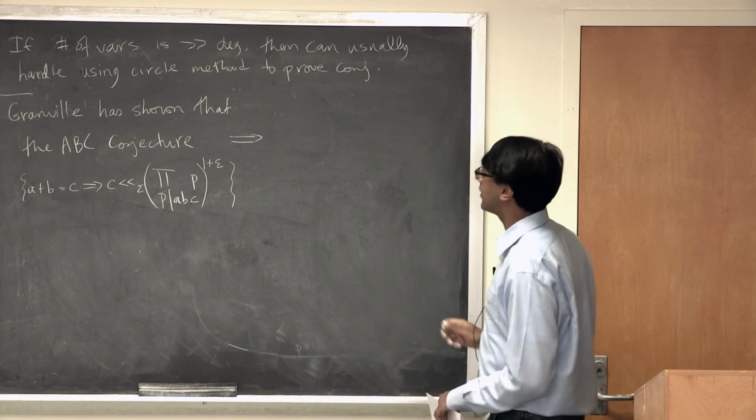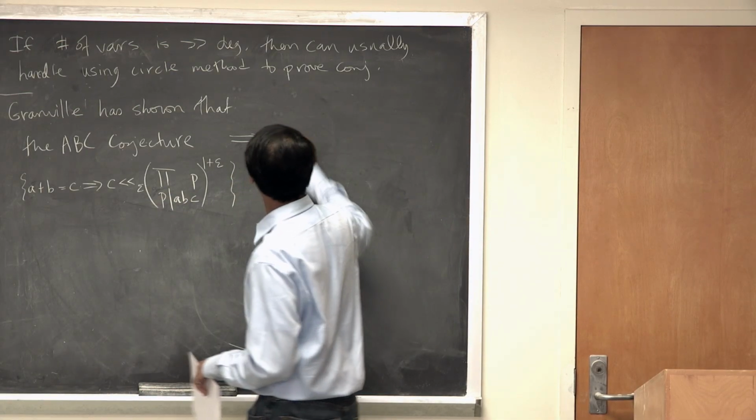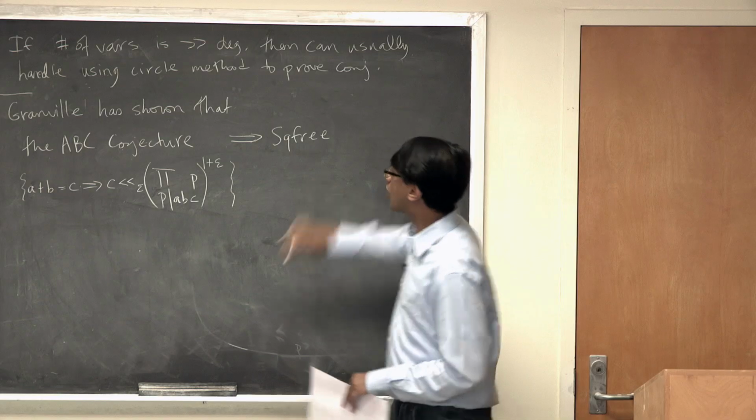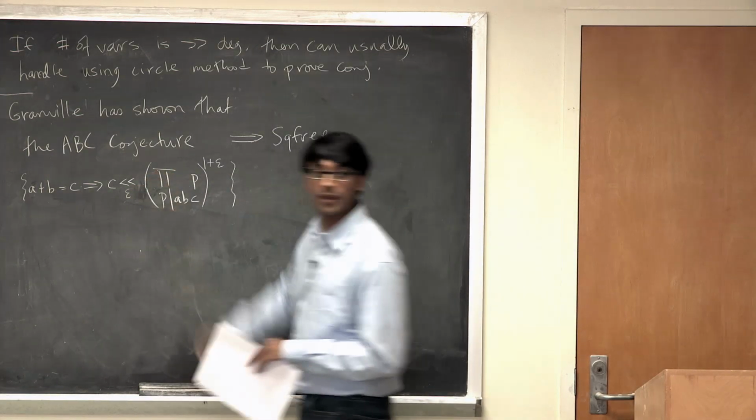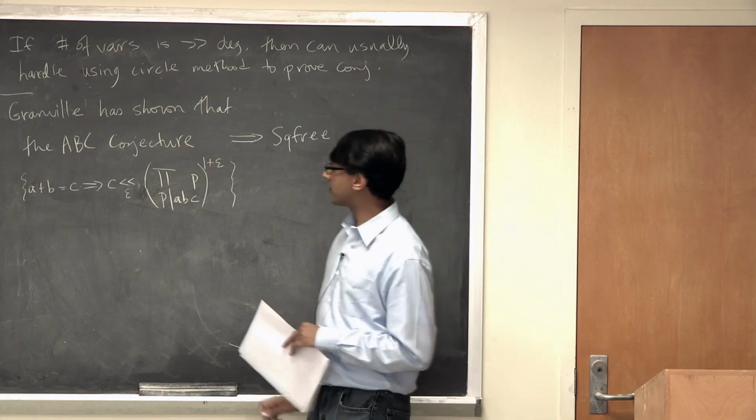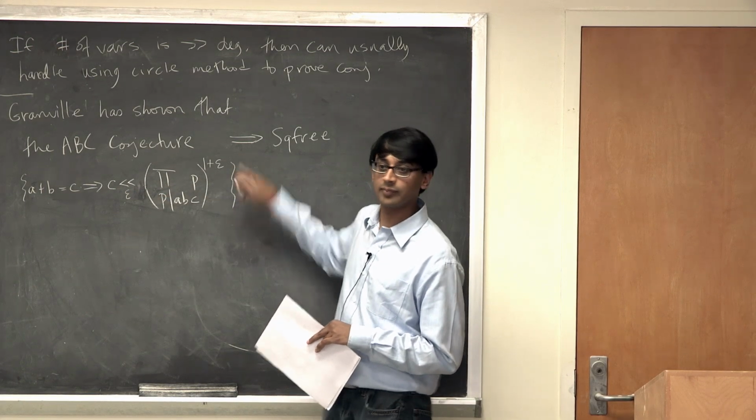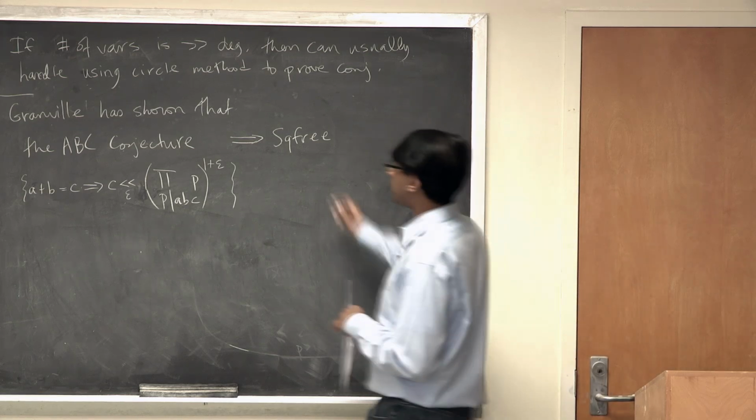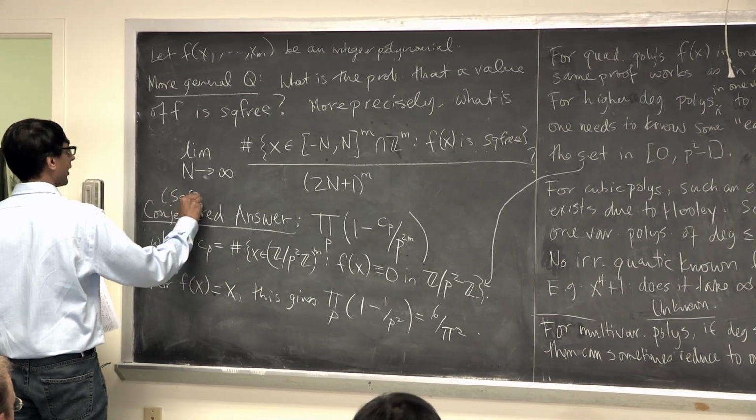famous conjecture in number theory, implies the conjecture. What is it, less than what? Epsilon? Oh yeah, this constant just depends on epsilon. So in other words, it's less than a constant times this, where the constant depends on epsilon. So this implies the square-free conjecture. So the square-free conjecture.